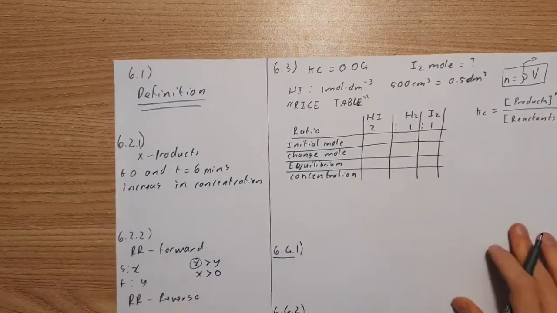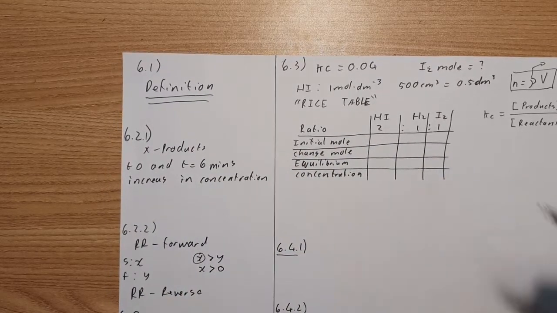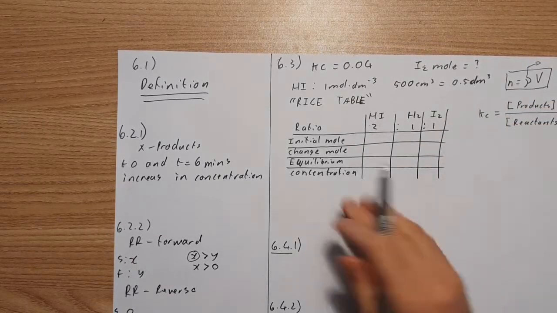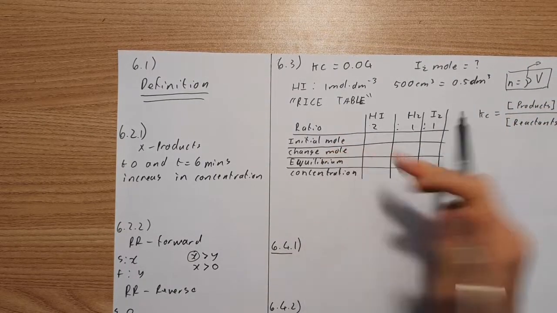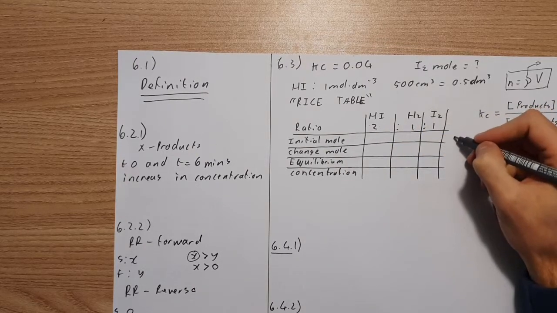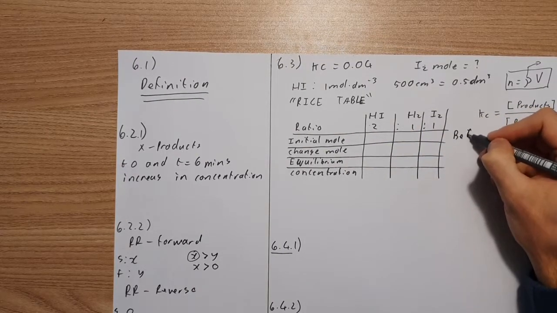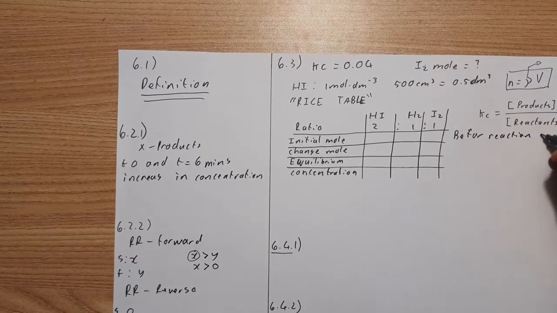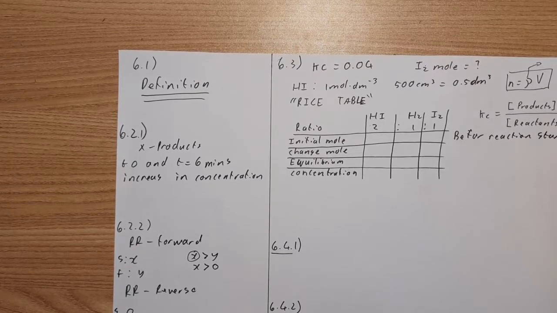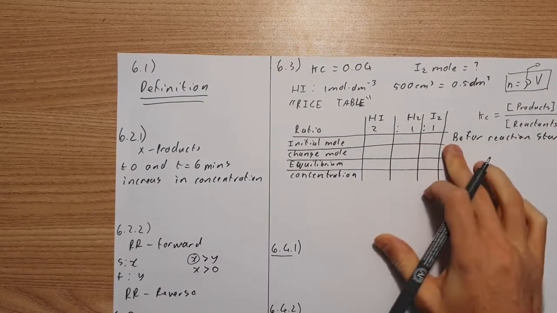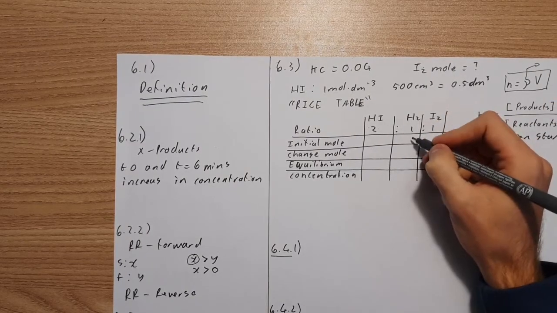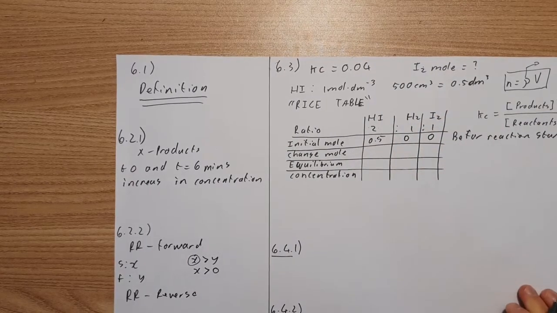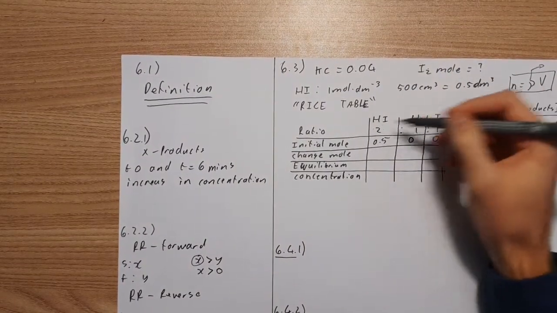Okay, so setting up our RICE table over here, we have the ratio for our reaction 2 to 1 to 1. Okay, now our initial moles, please note that this is the moles before the reaction even starts. Unless specified otherwise, you're not going to have any products. So these are 0 and this is 0.5. Okay, now let's have a look at the change. This is where your mole ratios come into play.